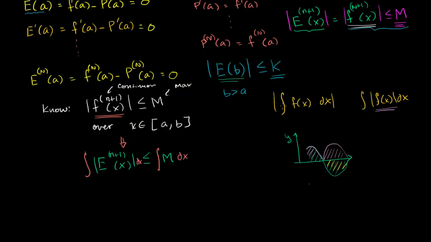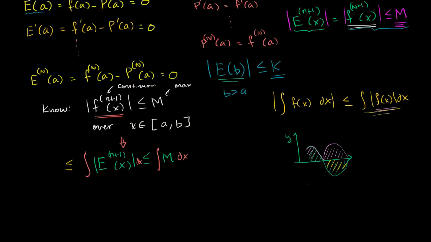And so in general, the absolute value of the integral is going to be less than or equal to the integral of the absolute value. So this right here is the integral of the absolute value, which is going to be greater than or equal. What we have written over here is just this.